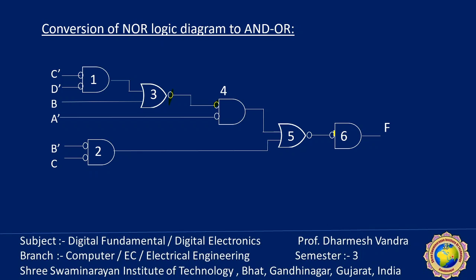In a similar way, the dash is replaced by a bubble. So here C and D are converted to C' and D' instead, and this is also complemented. So the bubble can be removed to find the AND-OR information. Okay, in this way.